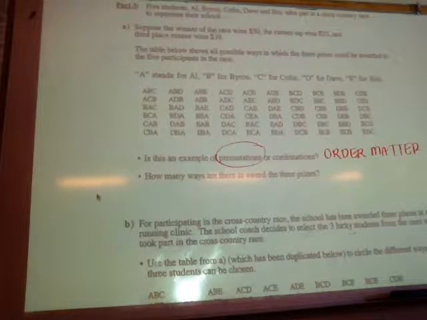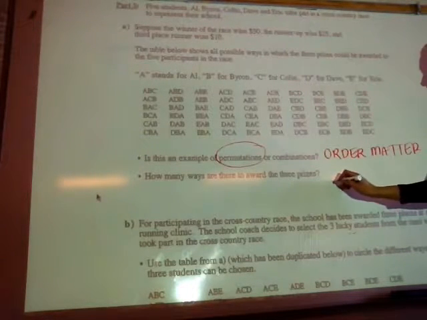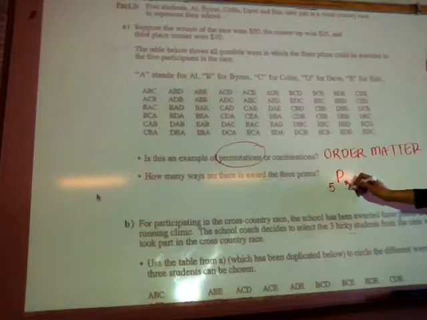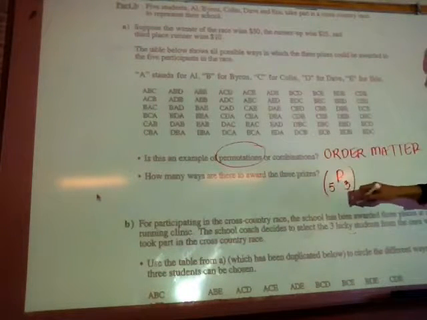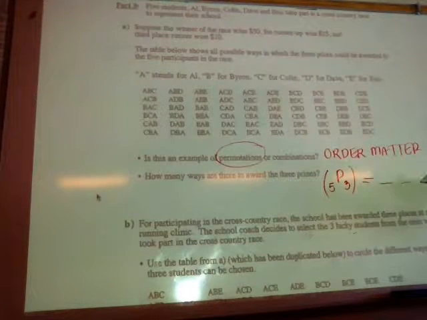So how many ways are there to award 3 prizes? I think you said it before, Chris. How many people do we have? 5. And how many can win prizes? 3. Good. Okay, or you could have written that as 5 times 4 times 3.